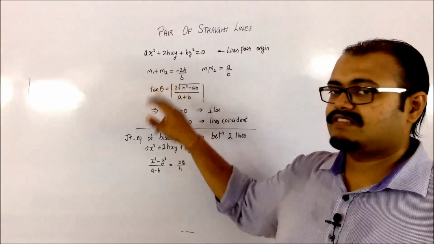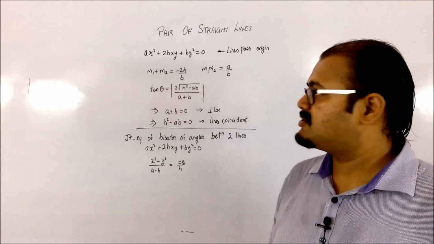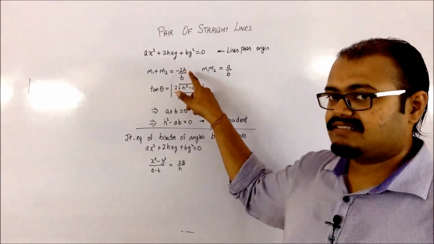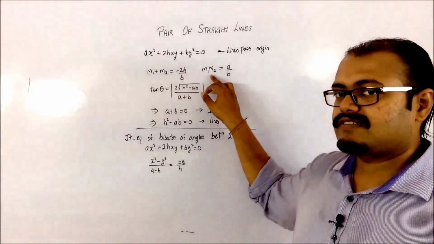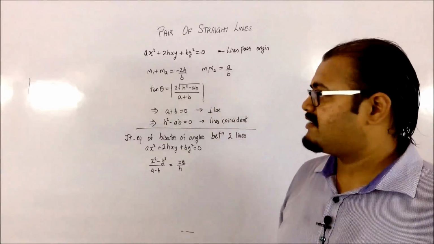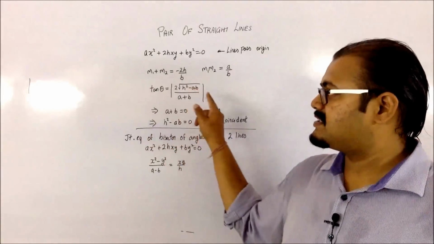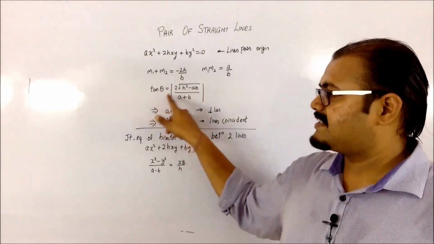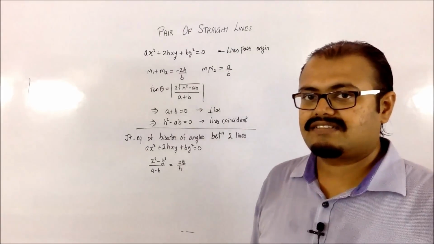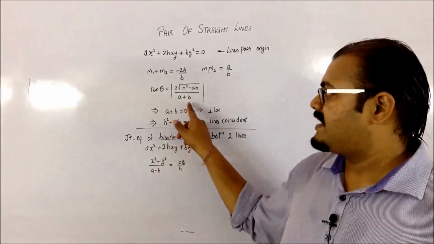So the sum of the slopes of the lines, that is m1 and m2, will be minus 2h by b, and the product of the slopes will be a by b. If I want to find the angle between the pair of straight lines, then I can use this particular equation, that is tan theta is equal to 2 root h square minus ab upon a plus b.